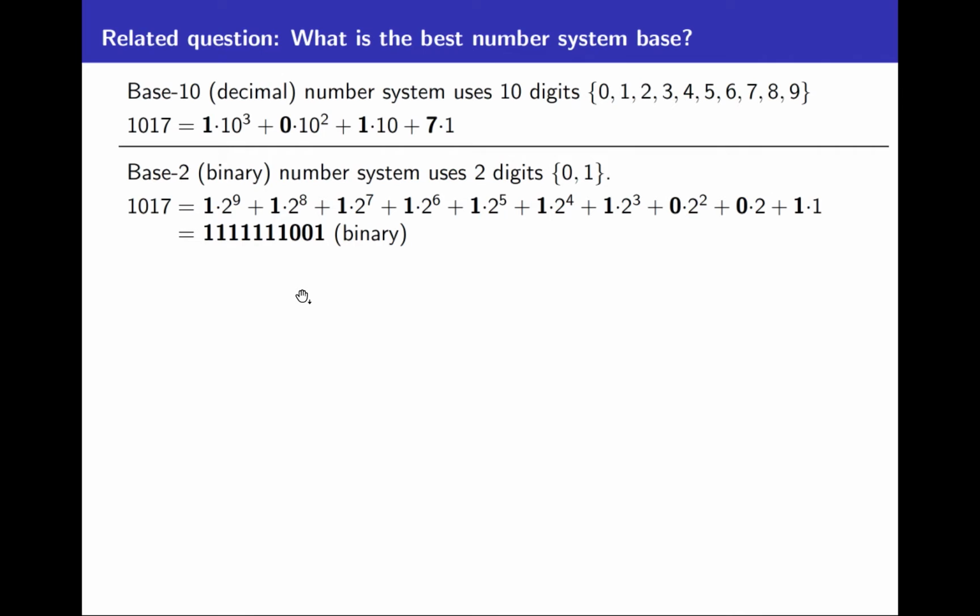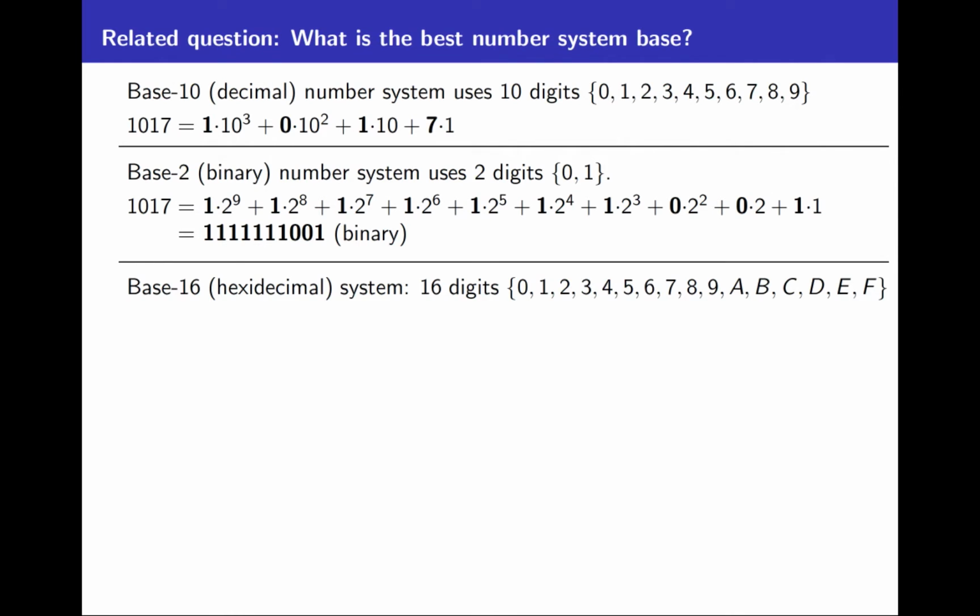So any integer in binary representation is a sequence of zeros and ones, just like any number in base 10 is a sequence of digits 0 through 9. If you're a computer scientist, you also know about the base 16 hexadecimal system. It uses 16 digits. It starts off with 0 through 9, but it continues with A, B, C, D, E, F as digits, and A represents 10, B is 11, C is 12, D is 13, E is 14, and F is 15. So that's 16 digits altogether, including 0.